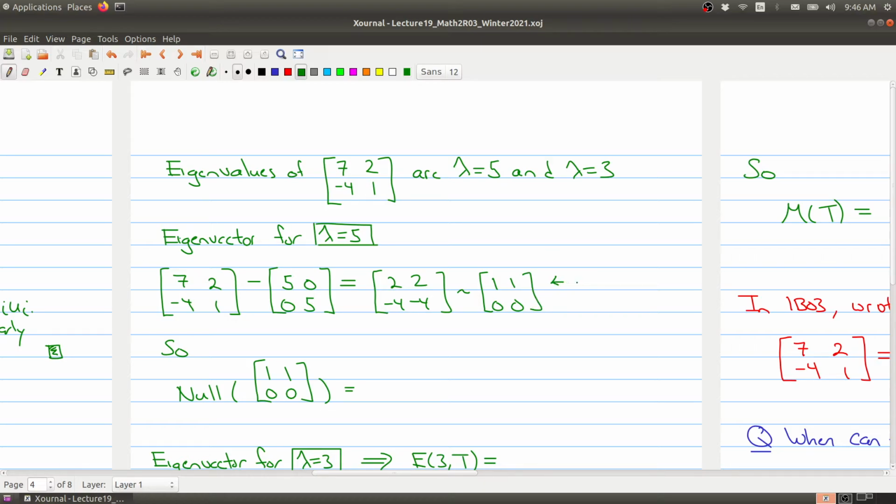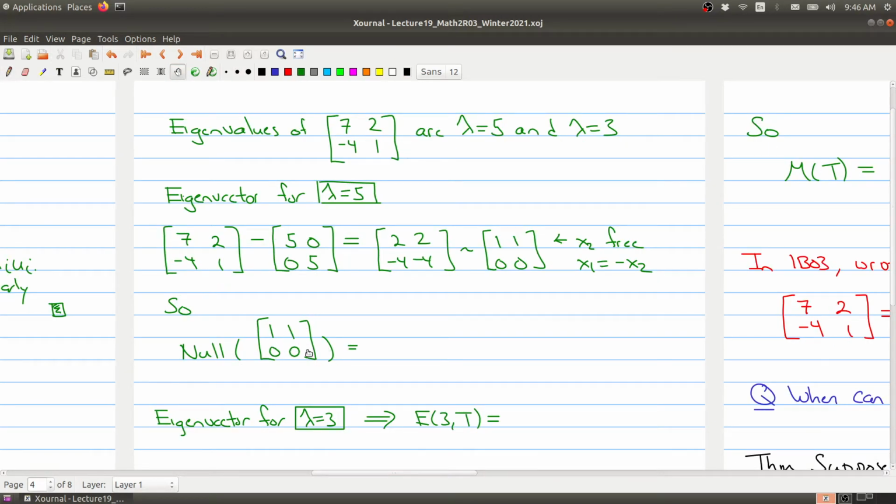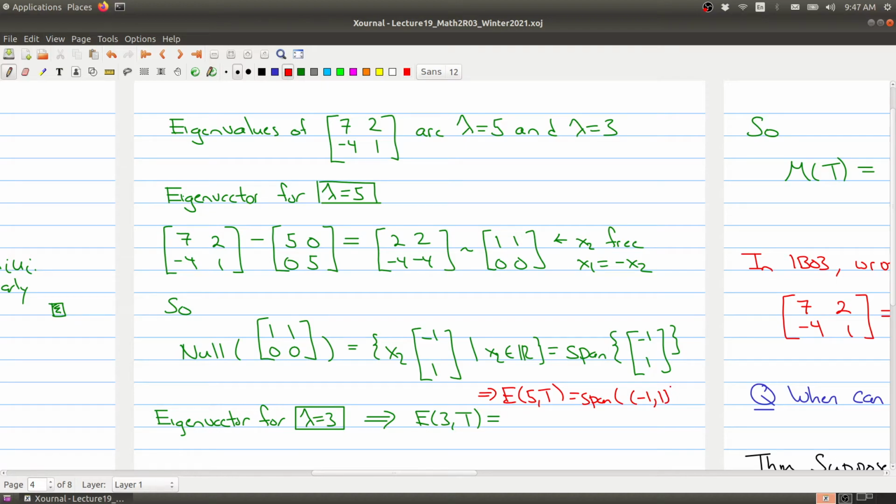So this tells me that x2 is free and x1 has to be equal to negative x2. The null space of this matrix is given by all things that look like x2 times the vector negative 1, 1, as I let x2 run through all the real numbers. Another way of writing this is the span of the vector negative 1, 1. This is how we would have written it in Math 1B03, but we're going to write it as we do it in Math 2R. Really what this is telling me is that the eigenspace corresponding to the eigenvalue 5 is equal to the span of the vector negative 1, 1.